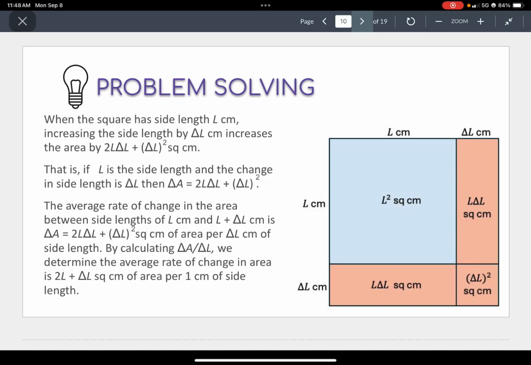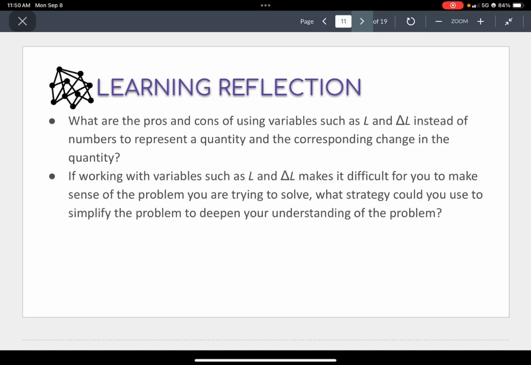The average rate of change in the area between the side lengths of L centimeters and L plus delta L centimeters is delta A, which equals 2L delta L plus delta L squared square centimeters per delta L centimeters of side length. By calculating delta A over delta L, we determine the average rate of change in area is 2L plus delta L square centimeters of area per 1 centimeter of side length.